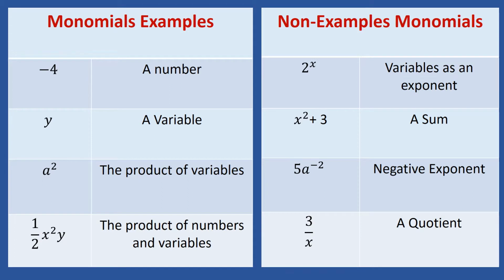That's all you can do to your variables. You can't take the square root of them. You can't divide by them. Those are not permitted. If you do that, it's no longer a monomial or no longer a polynomial.